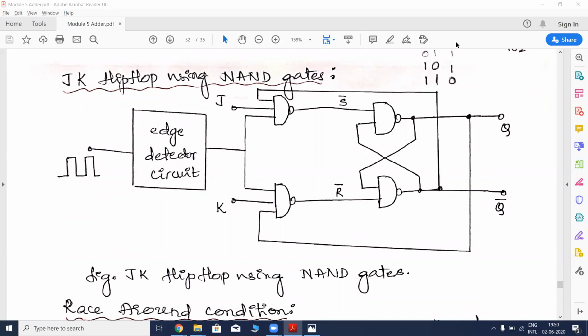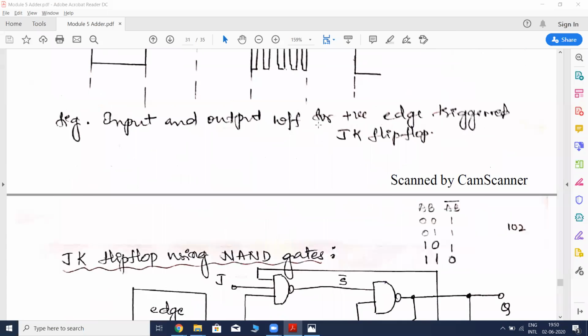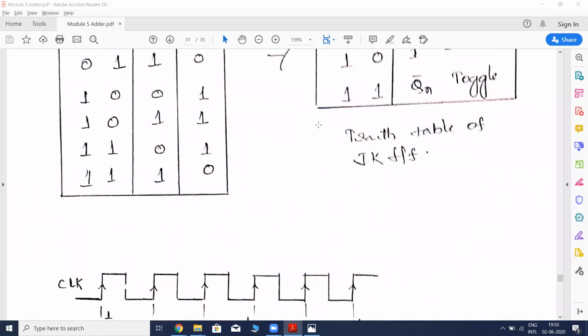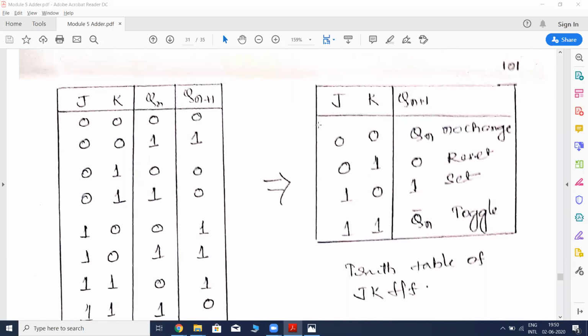Here in this session, we are going to discuss about JK flip-flop using NAND gates. So in the last session, we discussed about the JK flip-flop. Now let us see the JK flip-flop truth table once again so that we'll have an idea regarding what is the disadvantage with respect to JK flip-flop.